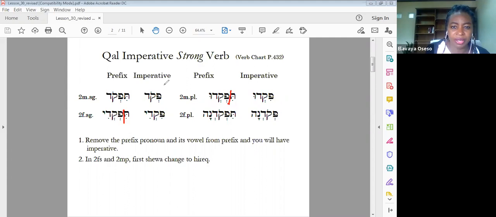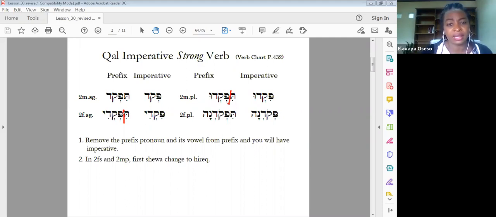So when we are getting the Qal imperative with the strong verbs, again, you remove the prefix pronoun, and then you have the imperative form of the word. That's why for most verbs, once you know your prefix conjugation of the verb, then you automatically can find the imperative of that particular verb, because you are able to remove the prefix pronoun, and whatever remains becomes your imperative form. But you have to be careful with the second feminine singular and the second masculine plural, because of the two vocal shewas, the first vowel changes from shewa to hirek. So we need to be reminded of that even as you're working out the imperative.